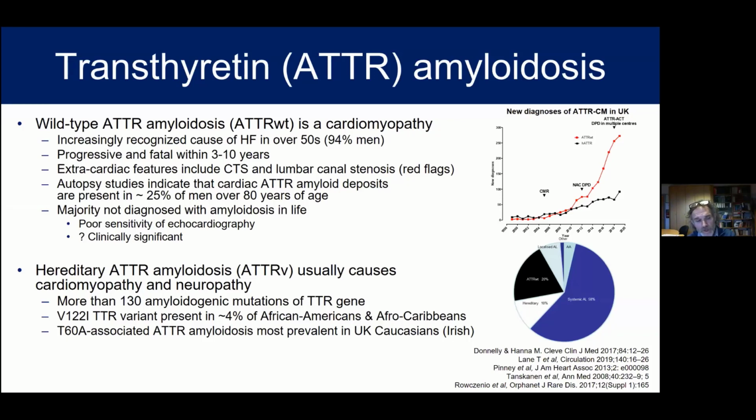Another mutation that we see quite commonly in the UK is the ALA60 or T60A, which is associated with a mixed phenotype. Patients typically get cardiomyopathy and neuropathy, both peripheral and autonomic neuropathy. The pie chart here on the right shows the breakdown of the types of amyloid that we now see in the UK. About 60% is still systemic AL, and that's remained pretty constant over the years. But 30% of patients are now ATTR amyloidosis, the vast majority of whom are wild type ATTR amyloidosis.